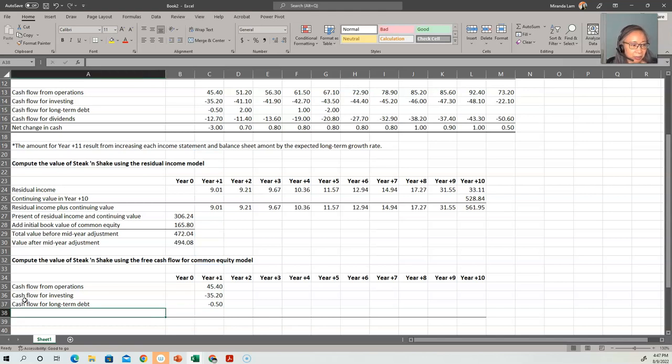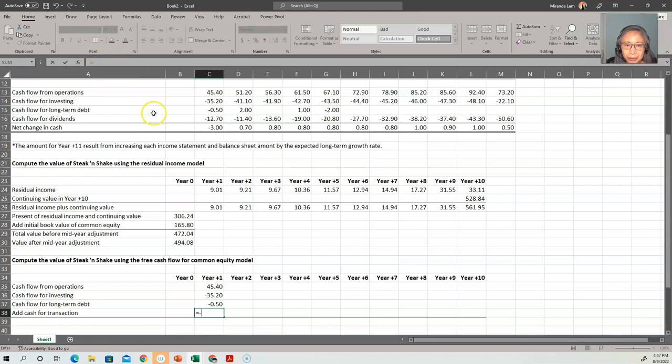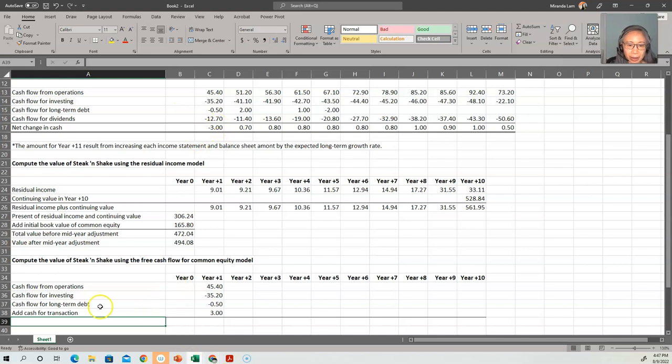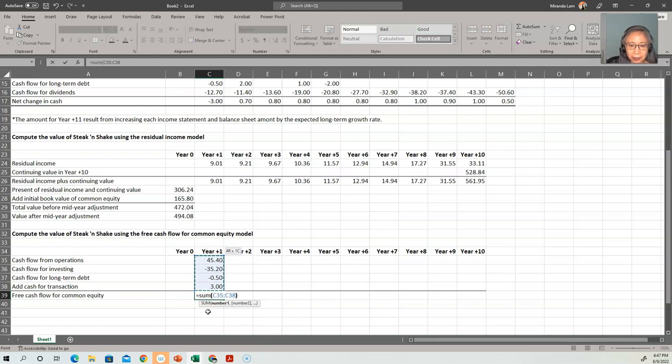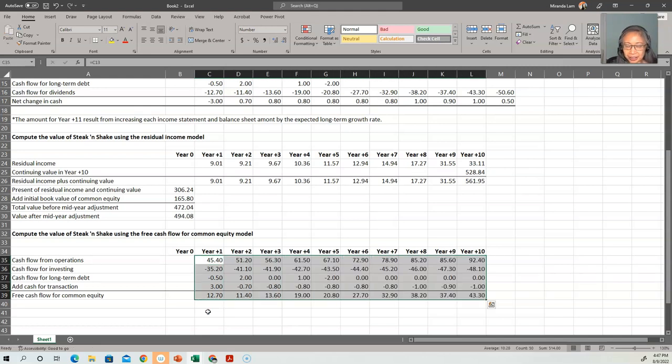And then the last item is to add back cash for transaction or liquidity purposes. So that is the opposite sign. So we'll change the sign by putting a negative sign in front of the change in cash. So we are putting in $3 million in this case, because we reduce cash by $3 million, so that means that we have $3 million that is free and available. So this is free cash flow for common equity. And once we create the formulas for year one, you can just copy it over for the next 10 years.